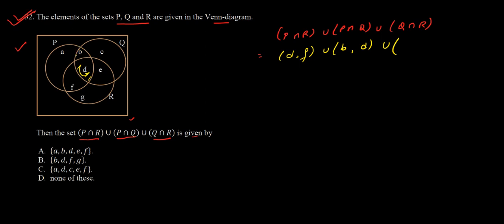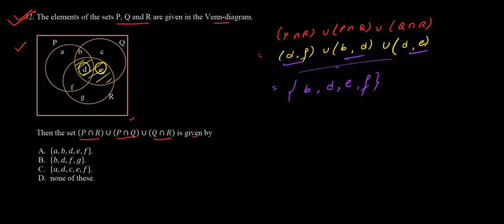Again we will check the Venn diagram and we need Q intersection R. Q intersection R is this part, and in this part we have elements D and E. So here we will have D and E. Now union means we need to include all the elements. So including all the elements we get B, D, E and F. So these four elements are all the elements included in this set.